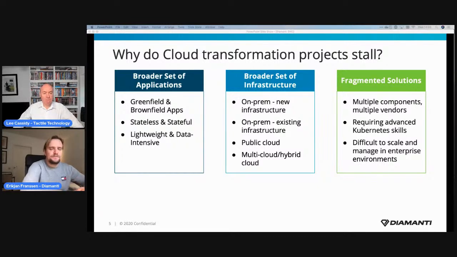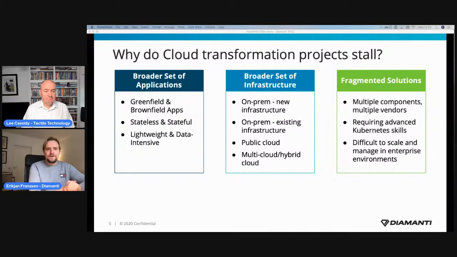And why is that? We've done some investigation in that over the past few months. It's because it's a broader set of applications that you're talking about. We're not talking about only greenfield applications. We're talking about brownfield applications as well. There's a very big difference between stateless and stateful applications, and by that I mean applications that migrate or live with the data, or applications that live without the data.